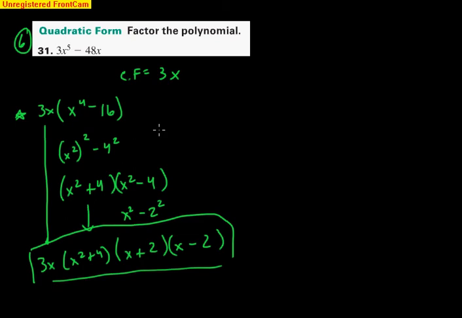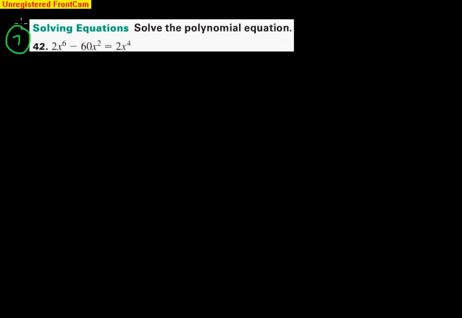Okay. So that would be it. That's a difference of perfect squares, starting with an x to the 4th. Good problem. Alright, here's the last problem of the day. Another solving problem, so we're going to solve the polynomial.